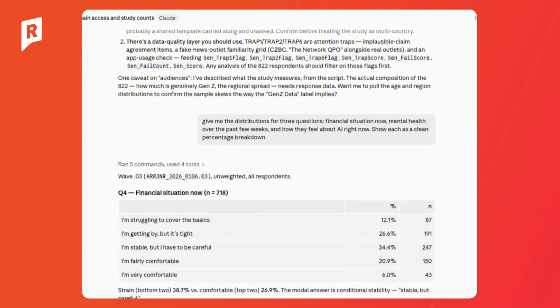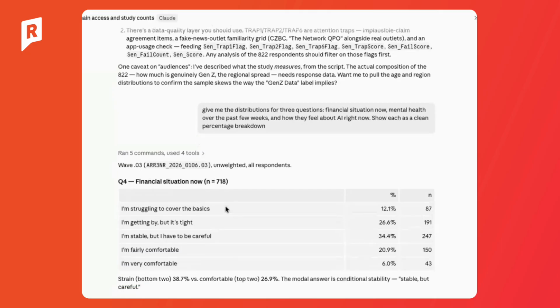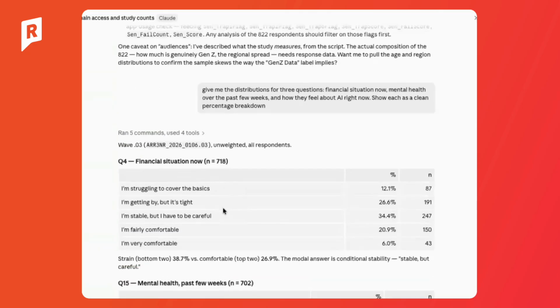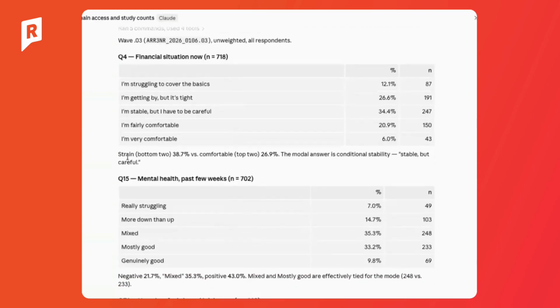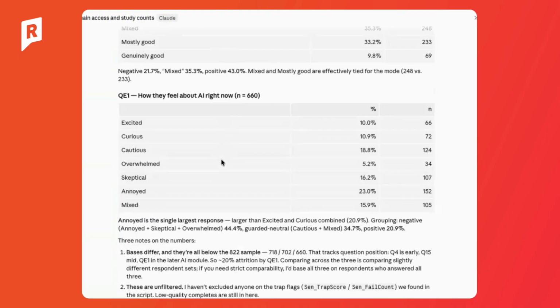So you'll see here that for the three questions that I asked about, it has gone in. I have the question, the number of respondents who have answered that question, and I can see the different options that were there and the percentage breakdown. It gives a quick readable summary as well. So three notes on the numbers: the bases differ. They're all below the 822 sample. This is because of the different display logic checks we have in the authoring.